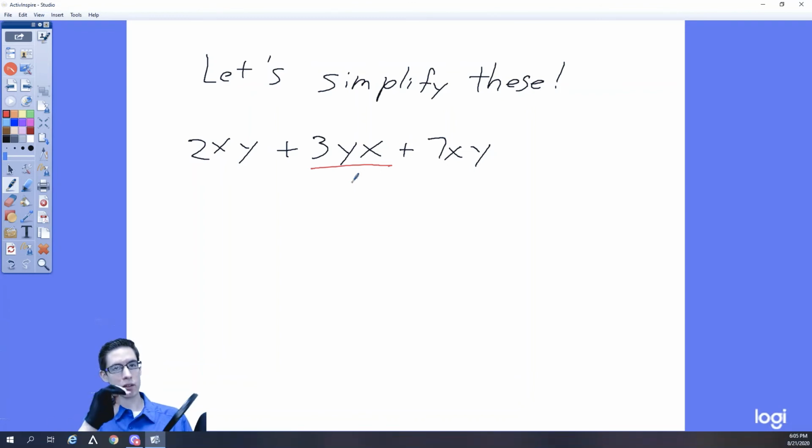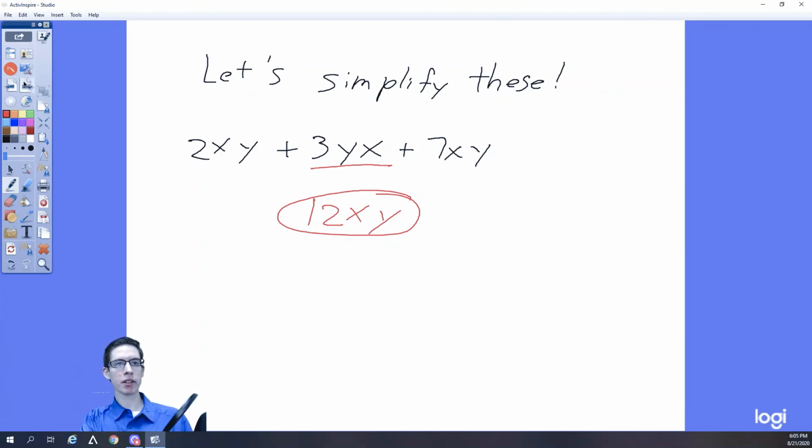So if I just do what I've been doing, I add the coefficients together. 2 plus 3 plus 7. 2 plus 3 is 5, plus 7 makes 12. This ends up being 12xy, and I'm allowed to rearrange those variables however I want. I choose to go in alphabetical order, x, y. I feel like that makes the most sense, and that's simplified. That's as simple as it gets for that one.